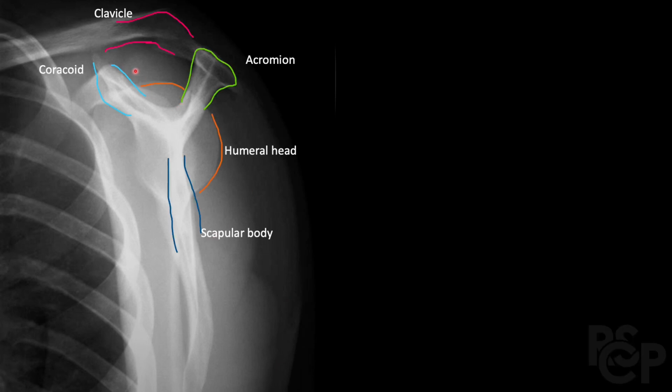So this is just all the structures that we talked about labeled, so we can see them here. The head of the humerus is in the center, and then the Y is formed from the coracoid, the acromion, the body of the scapula, and the clavicle at the top.